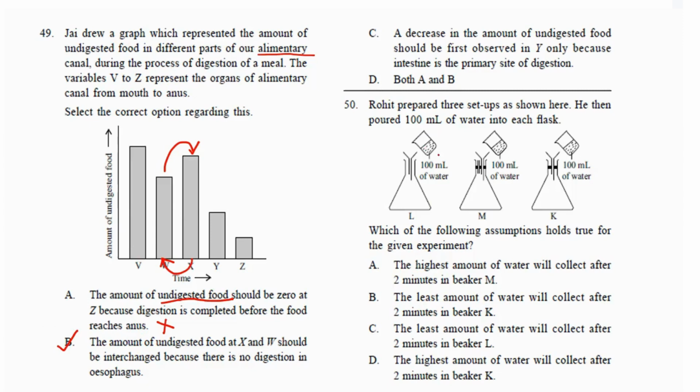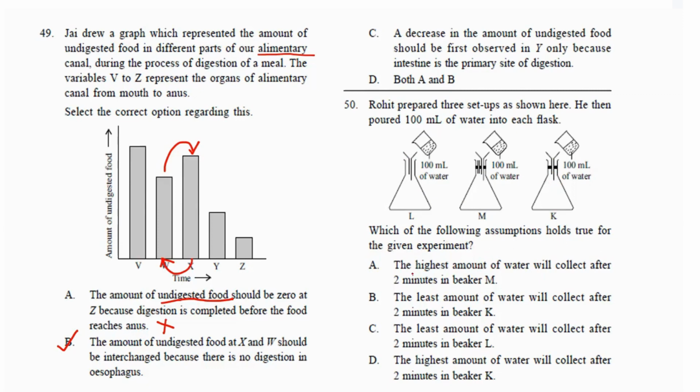Coming to question number 15, Rohit prepared 3 setups as shown here. He then poured 100 ml of water into each flask. So here we can see in L, 100 ml of water is being poured. There is a funnel. In M, there is a pipe and a funnel attached to the mouth of the conical flask. And in K, we can see the funnel is there and the rest of the conical mouth is airtight, right?